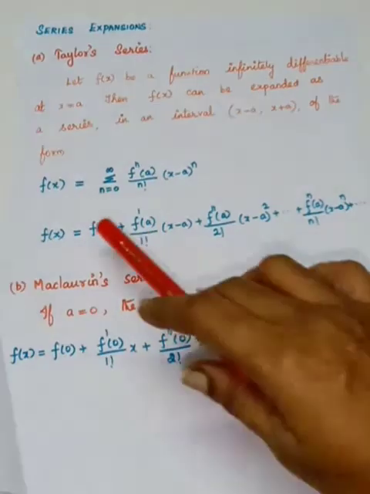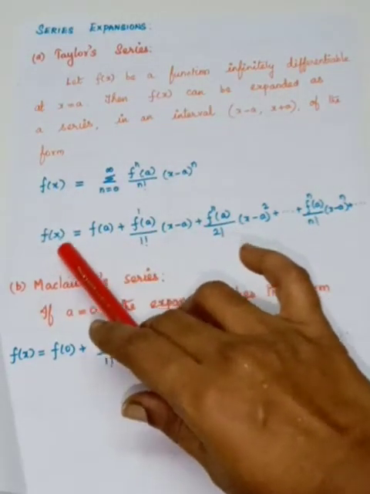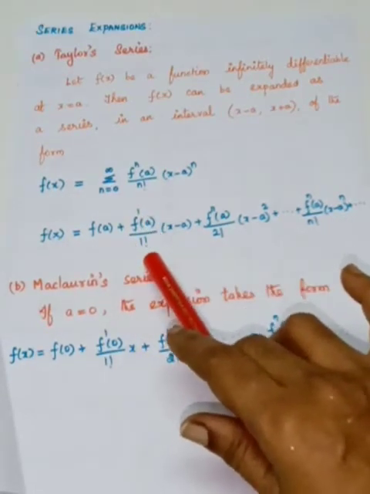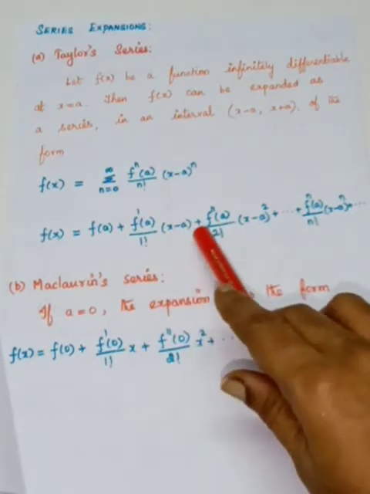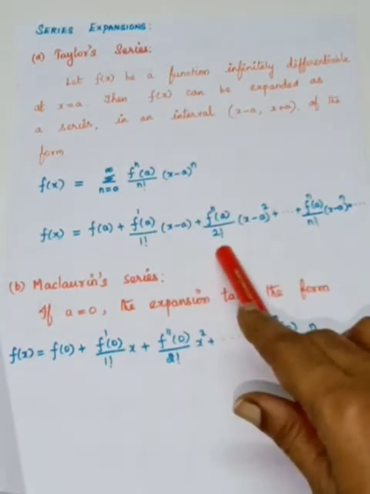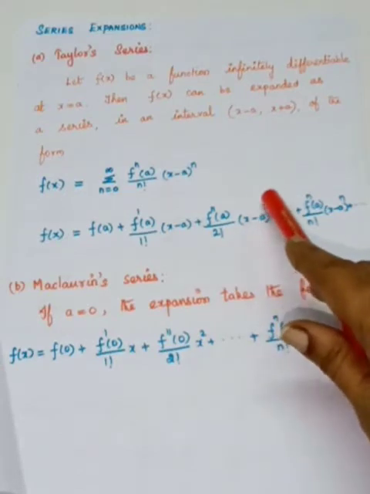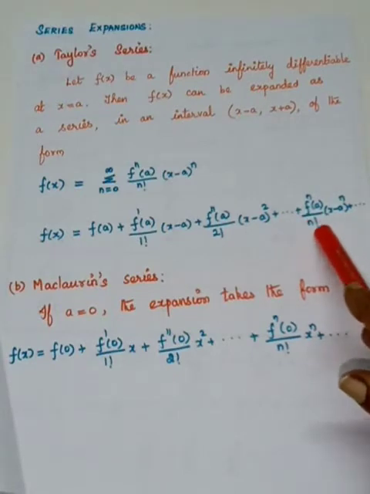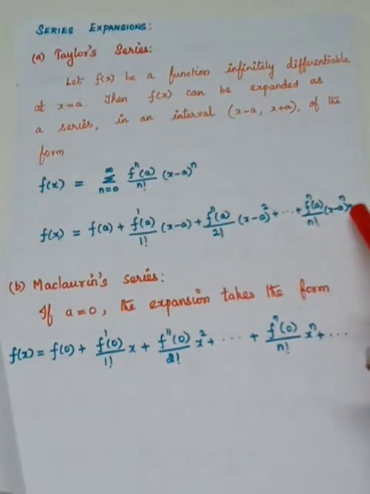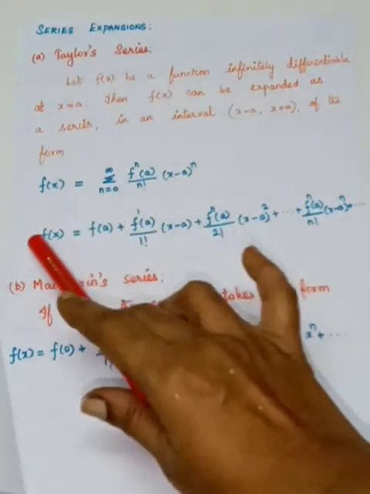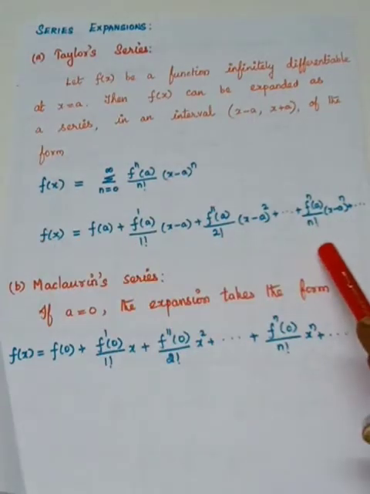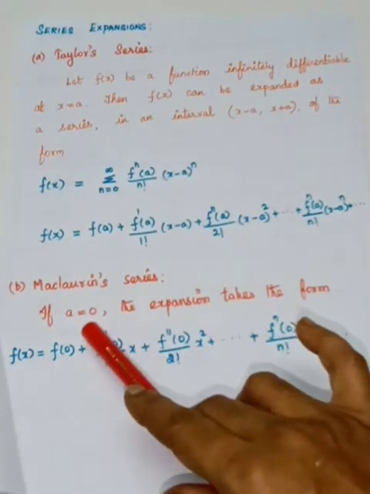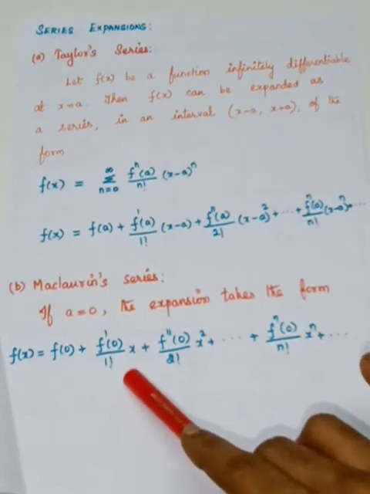You can write your f of x as f of a plus f dash of a by 1 factorial into x minus a, plus f double dash of a by 2 factorial into x minus a the whole square, plus etc., f nth derivative of a by n factorial into x minus a the whole power n, plus etc. This is called the Taylor series expansion. And in that series, if you substitute a as 0, you will get the Maclaurin series.